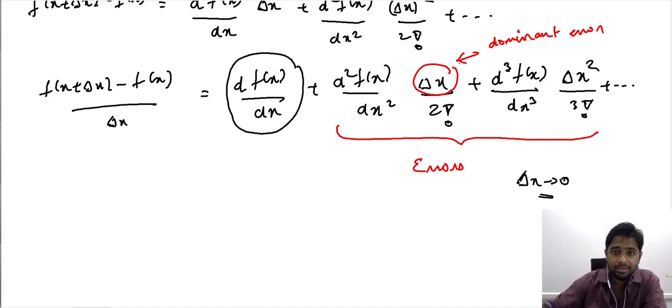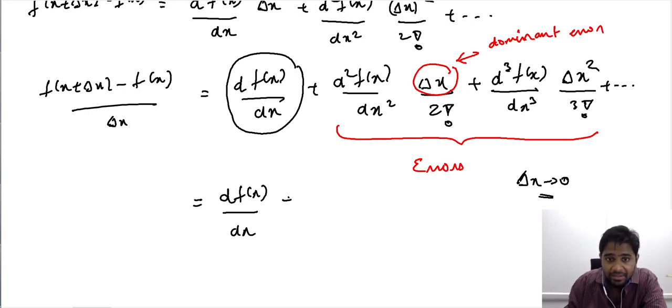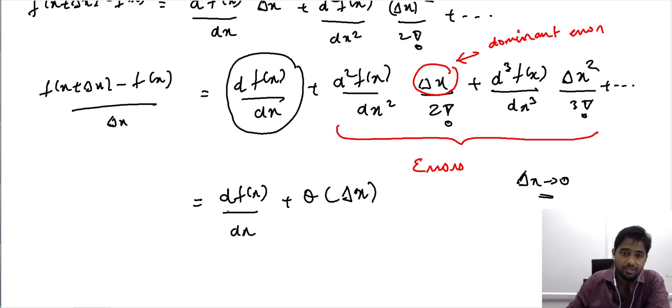So ultimately, for forward difference approximation, in addition to our desired derivative, the error is of the order of delta x. So the forward difference approximation can be written in this way, wherein the error is of the order of delta x. The dominant error is contributed by the delta x.